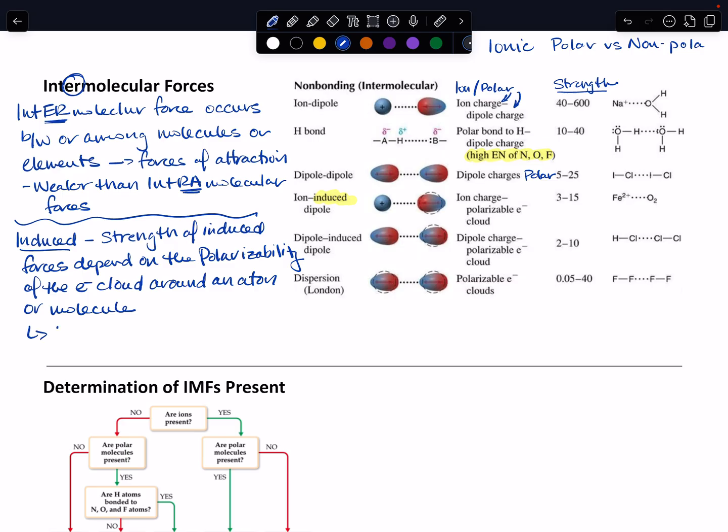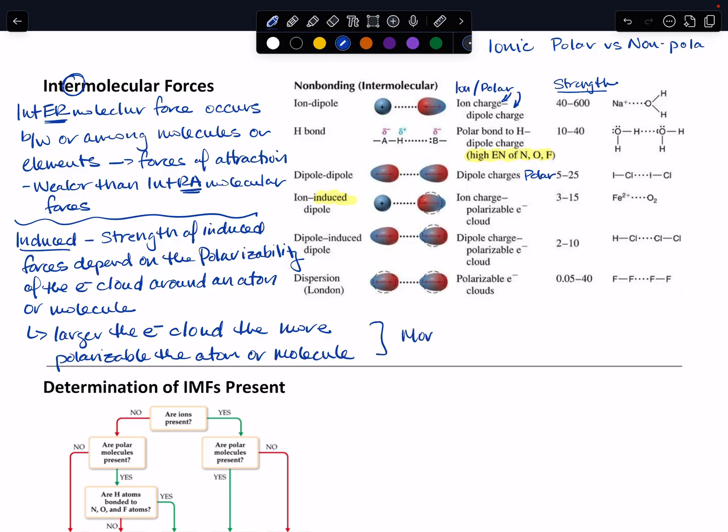But generally speaking, the larger the electron cloud, the more polarizable the atom or molecule. And what that really means is more mass equals a larger electron cloud.